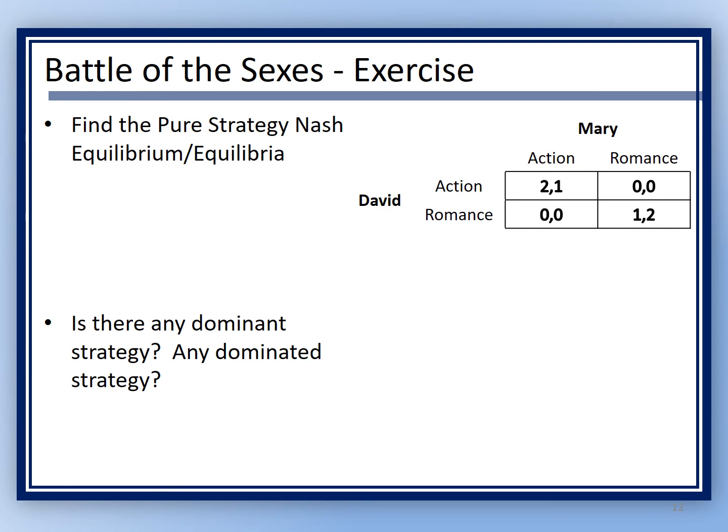Okay, so very quickly, let me do it again. Suppose Mary has chosen the action movie. David is choosing. If David goes to the action movie, he gets 2. If he goes to the romance movie, he gets 0. So he's going to choose the action movie. If Mary has chosen the romance movie, David going to the action movie alone would get 0. David choosing the romance movie would give him 1. So he's going to choose the romance movie.